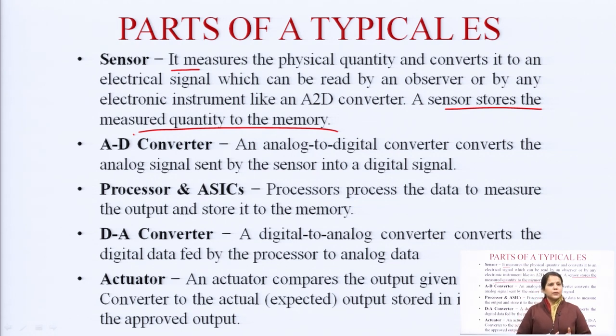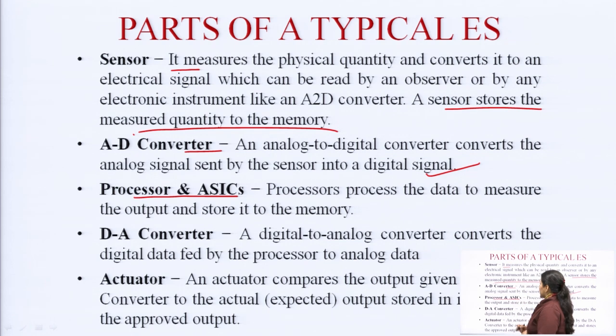Like there is a thermometer, it senses the temperature and converts that physical quantity. Temperature is a physical quantity. It converts that physical quantity into electrical signals, which get displayed either as an analog value or as a digital value. The A2D converter does what? It converts the analog values into digital values, that is, digital signals.